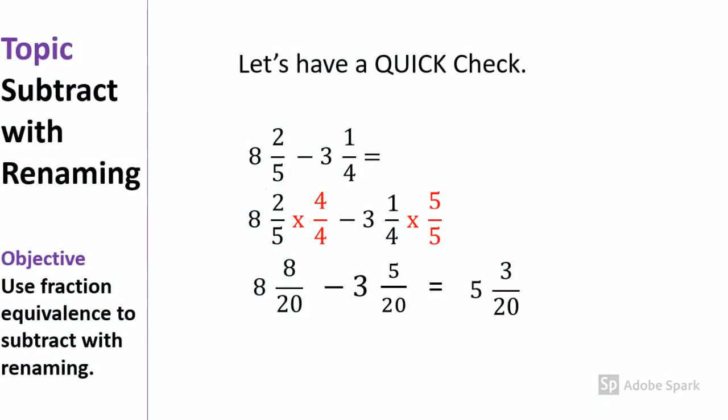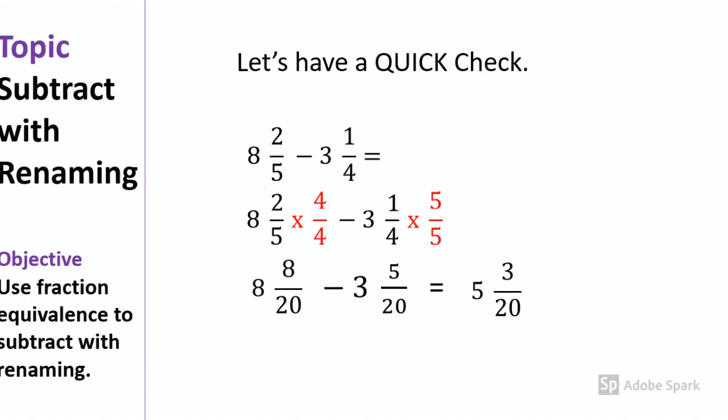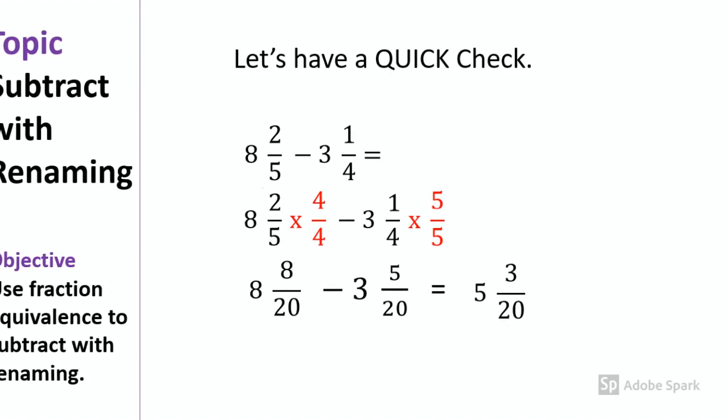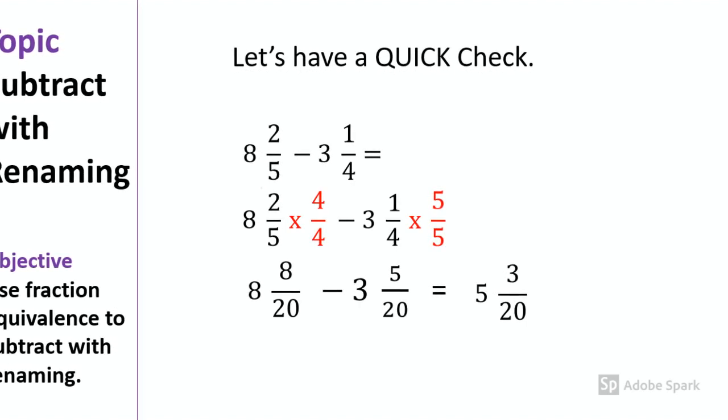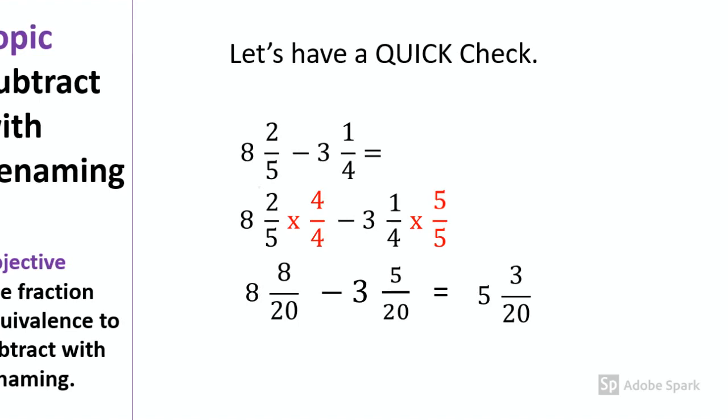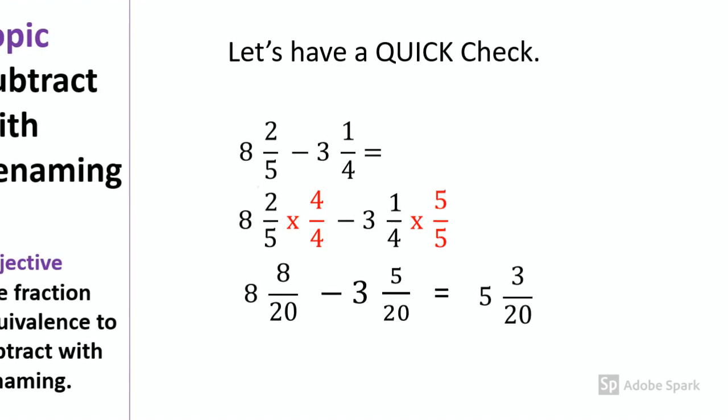We're going to work on the whole numbers first. 8 minus 3 is equal to 5. Then we can work on the numerators. 8 minus 5 is equal to 3. We're just going to retain the denominator since it is the same. Therefore, the answer is 5 and 3/20.